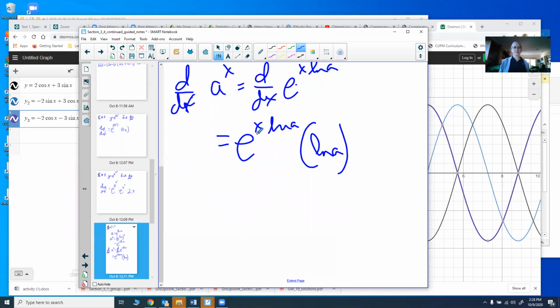And then again, remember e to the x natural log of a, we already determined was a to the x. So we get that the derivative with respect to x of a to the x is a to the x times the natural log of a.